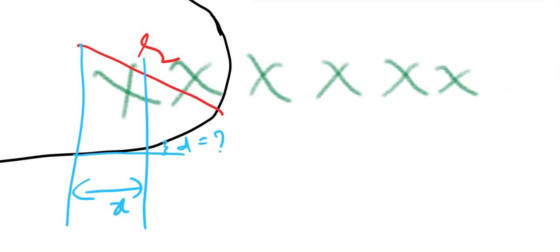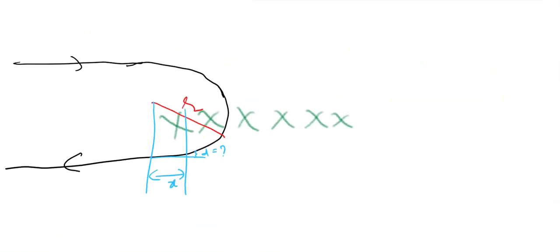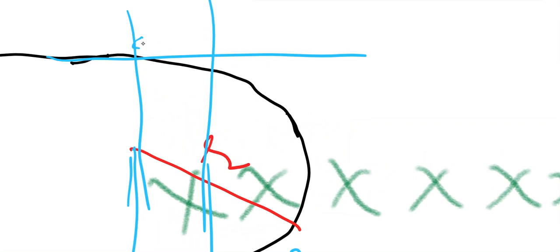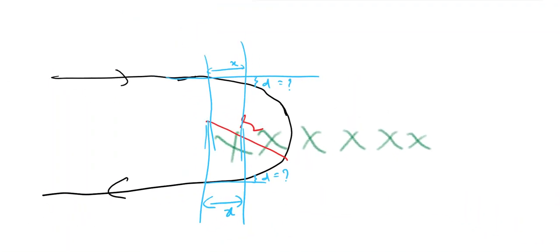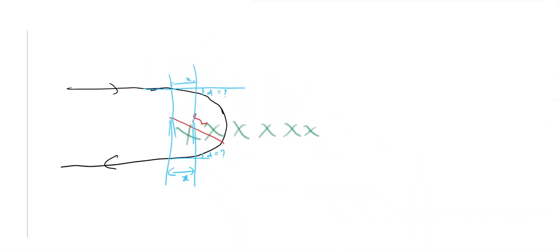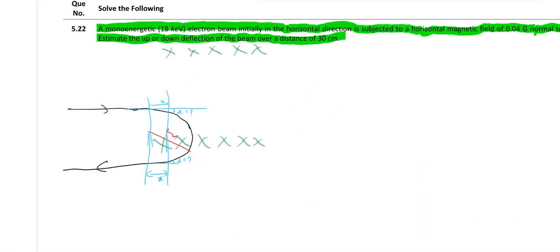As the particle travels, this is applicable here also, in this part also. If you consider 30 centimeter distance, for now we label it as x, we can see that there is some deflection downward. So how much is this deflection? That is what we are asked to find out after traveling 30 centimeter. The moment you increase the x value, the d value will also increase. So this is the question, and how to solve it.